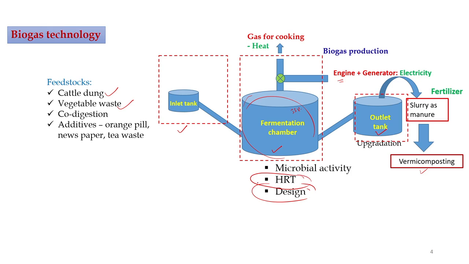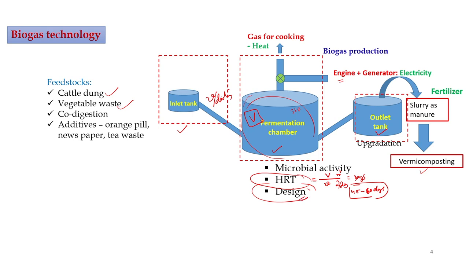HRT itself is a design parameter, defined as follows: if the volume of this plant is V and we are feeding small v daily, then HRT is defined as V by small v. This volume is in meter cube, and this is meter cube per day, so it will be in days. It varies from 40 to 55 or maybe 60 days depending upon the weather condition. So based on the requirement, we can go for design.